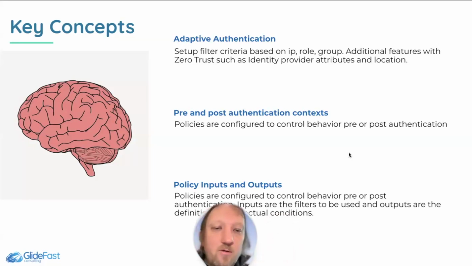Another key concept is policy inputs and outputs. These are configured to control the behavior pre and post authentication. The inputs are the filters, and the outputs are the definitions of the actual conditions. An example of a filter would be, I want to filter based on role, and that's going to be an input to one of these policies, and on the output end, I'm looking for the role of itil. It's slightly different terminology than what I'm used to seeing in ServiceNow, but that's the high level of what that means.